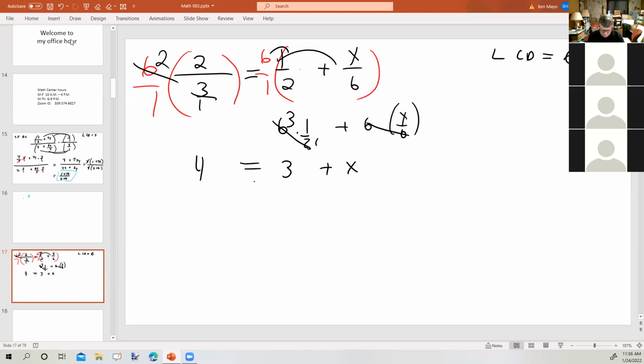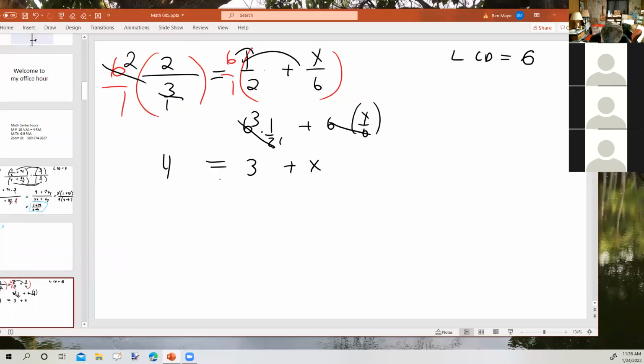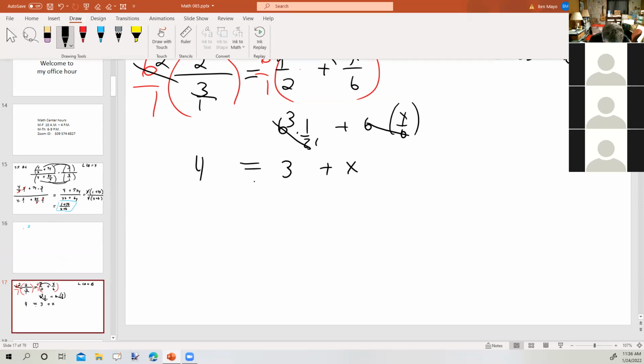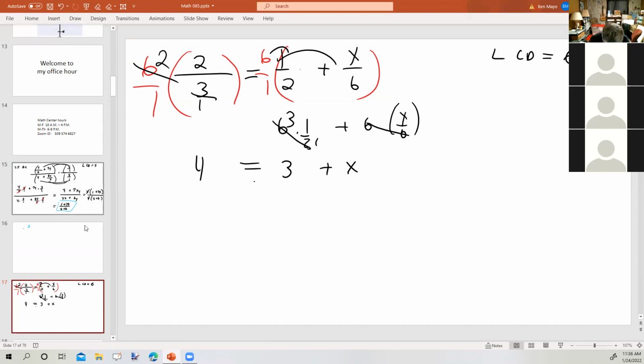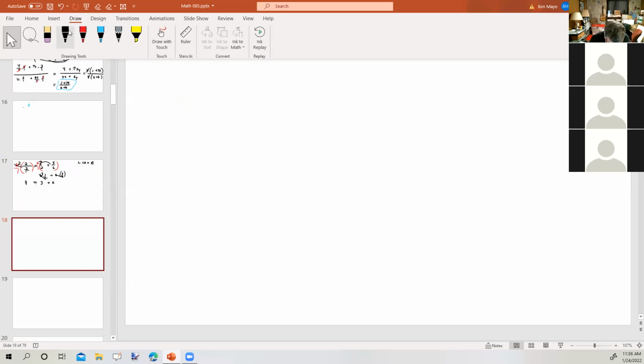I kind of went a little too fast. Okay, not a problem. Hang on a second. I'm trying to change my window so that I can see what's here. Okay, we're going to go over this problem again. I hear your cry for mercy.